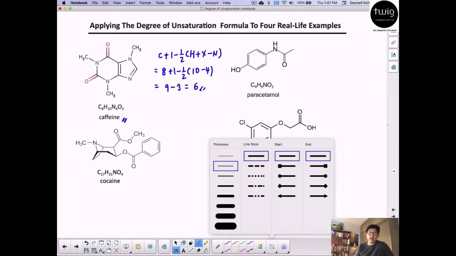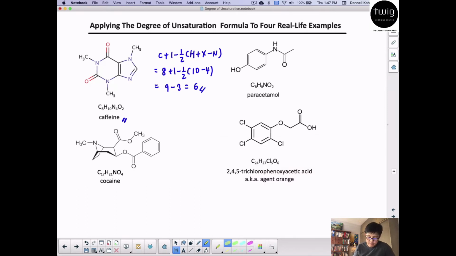So are there 6 degrees of unsaturation? Let's check. 1, 2, 3, 4. And I'll just circle this. 5, 6, 2 rings. So that's why you get 6.